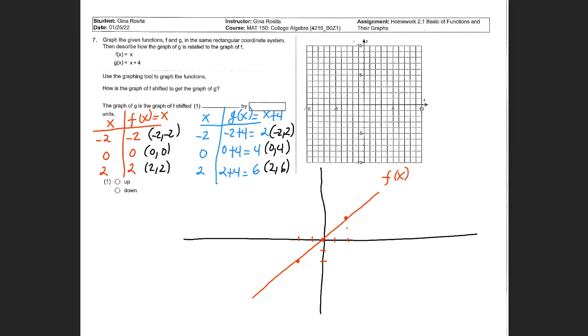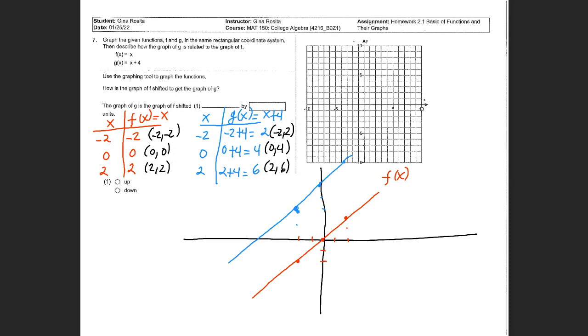Okay. Now change ink now. Blue, because g of x. Negative 2, 2. Okay. Negative 2 going up. 1 and 2 over here. Next, 0, 4. It's 2, yeah? 3 and 4 over here. Another one, 2 and 6. Go up over here. Yeah? So we can make a line.